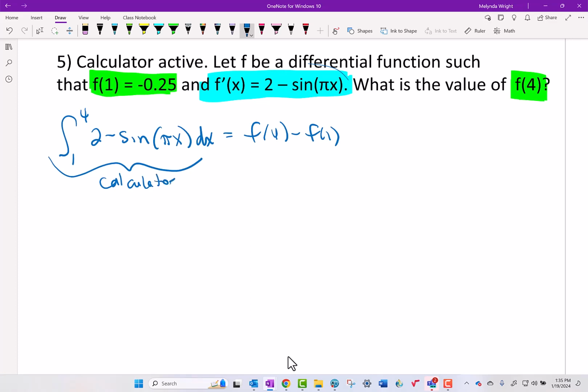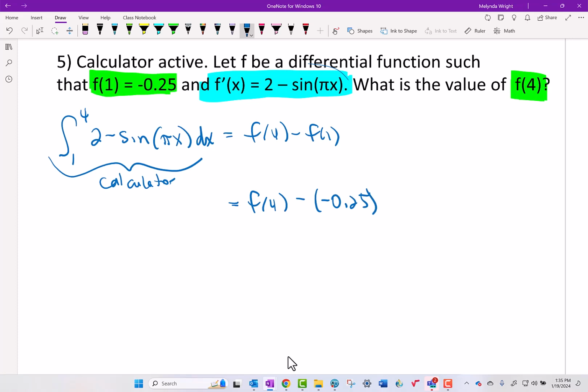I'll put it in my calculator. I'm going to get a number in just 1 second. I'm going to get a number from my calculator. F of 1 is negative 0.25. Oops, that's 4. F of 4 we don't know. Minus F of 1 is negative 0.25.